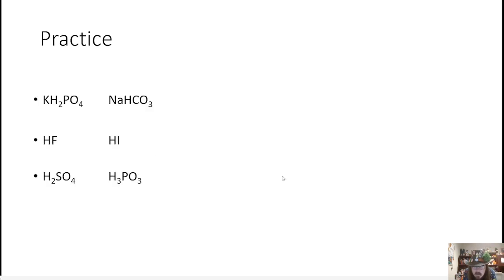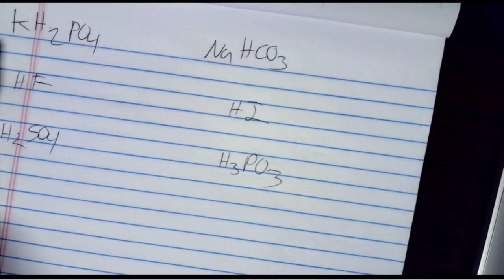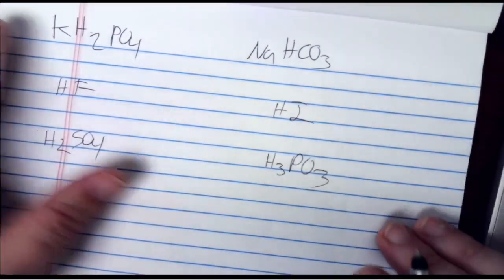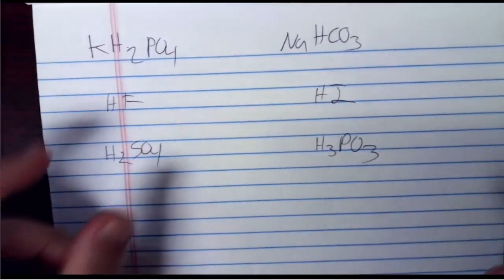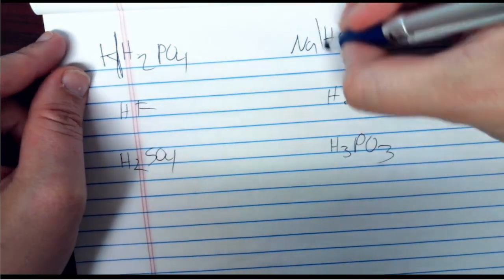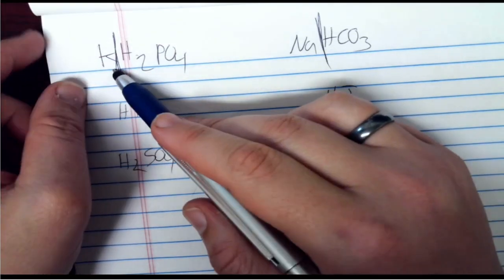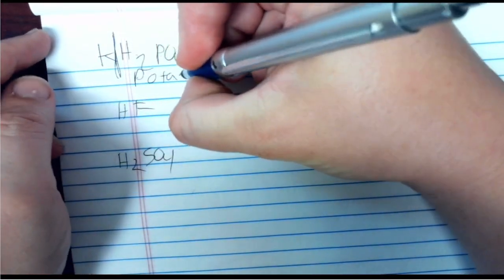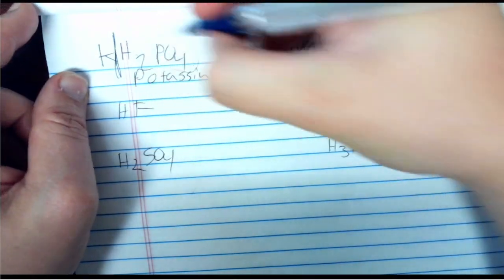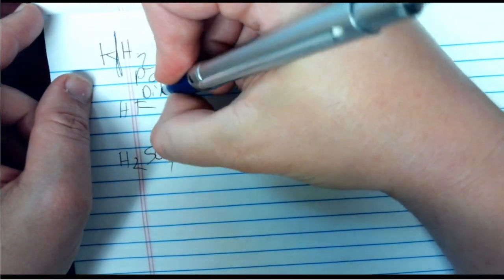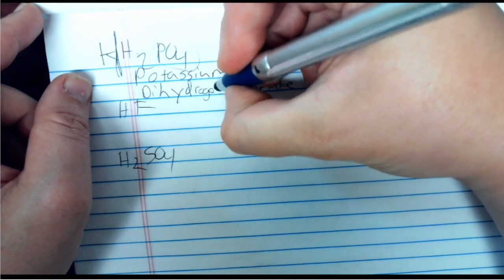So we'll finish off real quick with some practice and then one last slide. Please note, if there's even a single metal in there, it is not an acid. These are not acids because it has to have only hydrogens. So this is still potassium. It's a phosphate. And there's 2 hydrogens. So it's dihydrogen phosphate.